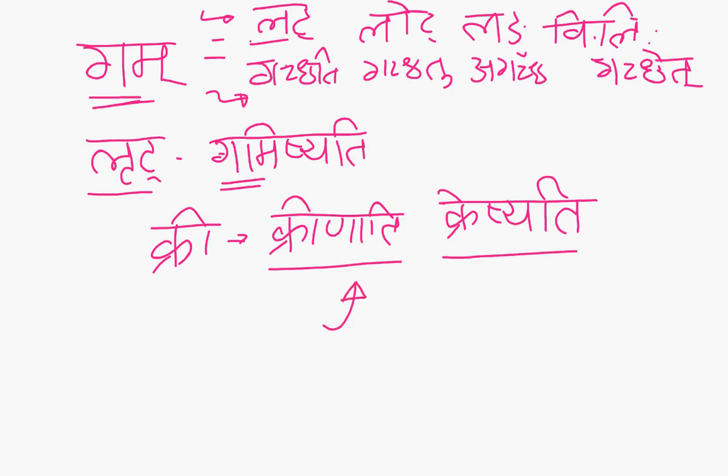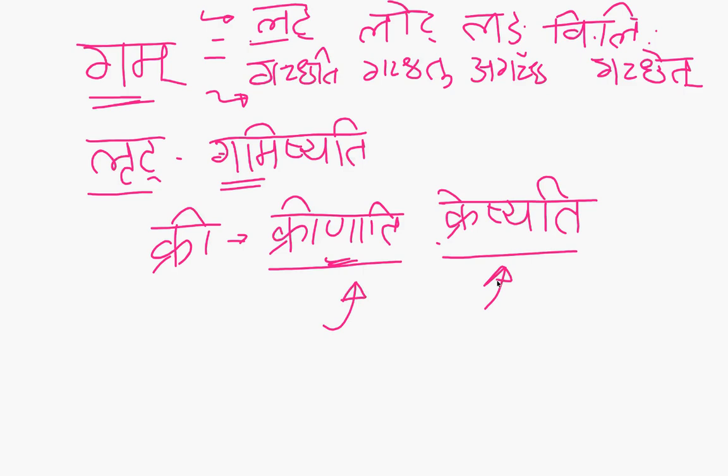We saw that krinati, krinato, etc. and within kriniyat, na is coming in between. Whereas in this lrit lakara, that vikarana pratyaya is not coming in between. Kreshyati. It is just kri changed into kre because of bhavishyat kala application.